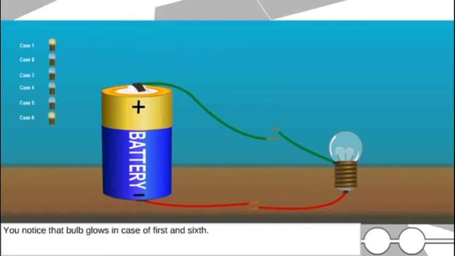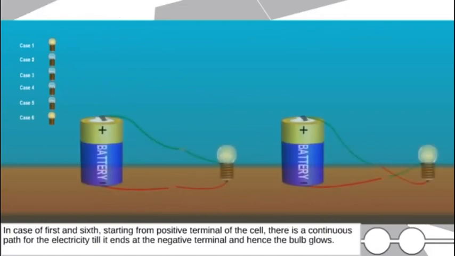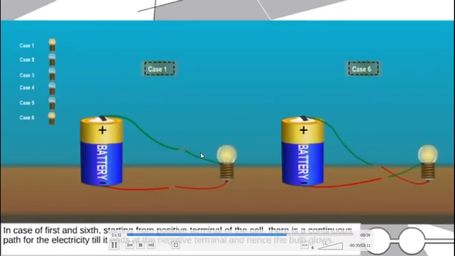So maybe you have observed that in case 1 and in case 6 the bulb glows. So the reasons are given for the 1st and 6th cases.